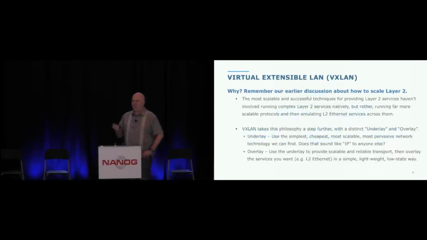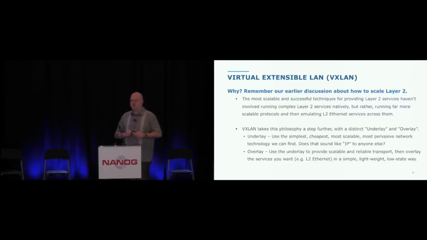But why do this? Well, remember what we said earlier about how you scale a layer 2 service. Really, the most scalable, reliable things that we have out there aren't running more complex layer 2 networks themselves. They're emulating layer 2 services across something that's a little more scalable. So VXLAN really takes this philosophy and takes it to the next level. It says that you should have a very distinct underlay and an overlay network. You should have a piece of your network that is completely dedicated to being nothing but a simple core, and you should have a piece of your network that does the services on top of that.